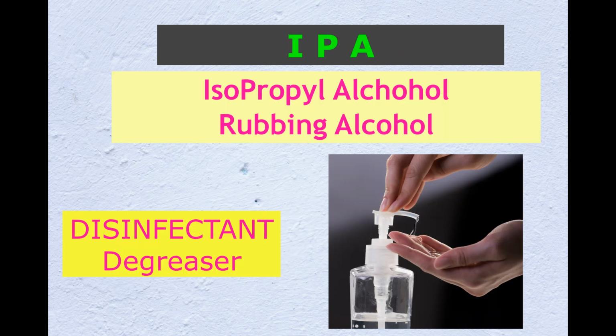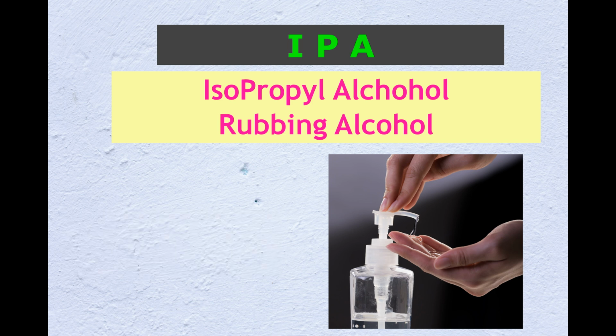Next, IPA. The full name is isopropyl alcohol. It is a powerful disinfectant and also a degreaser. It is the common disinfectant in more or less all the hand sanitizers. It is also called rubbing alcohol.